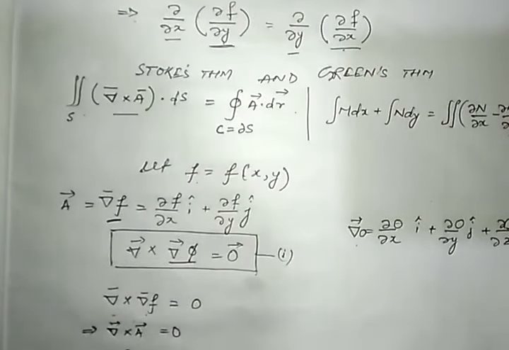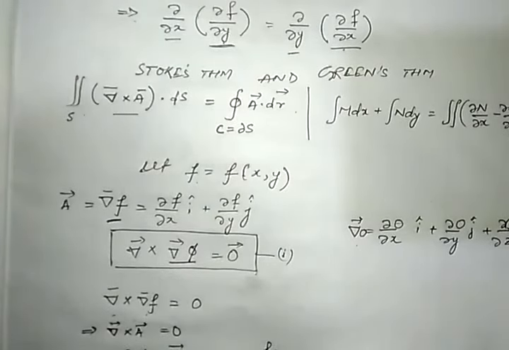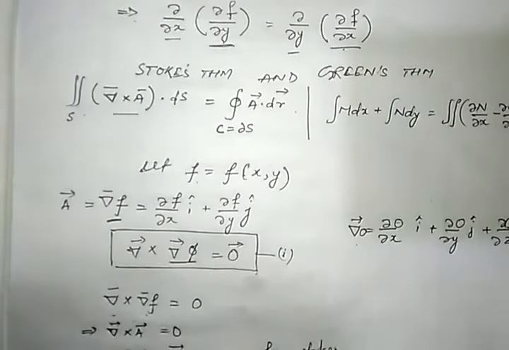Hence, from Stokes theorem we say that the closed line integral of A dot dr is equal to 0.